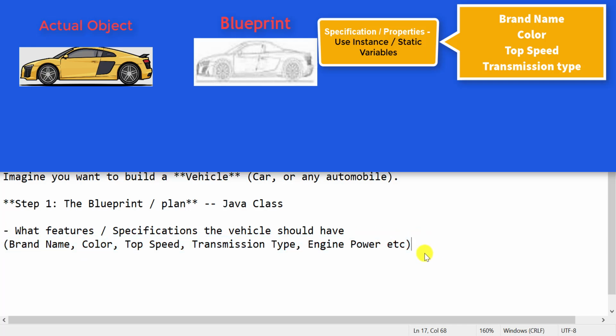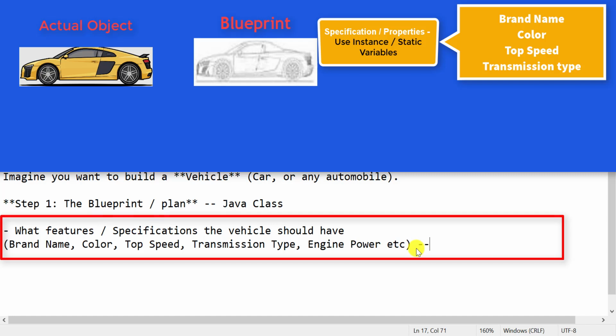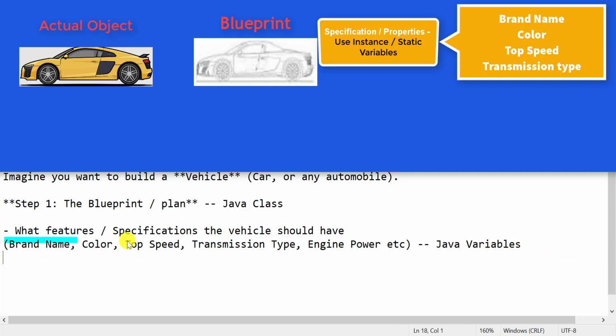All these specifications in Java programming we can define by using different types of Java variables. Most of the time we are going to define these by using instance variables, because for every car the brand name, color, top speed, transmission type and engine power are going to have different values. But if there is some property or specification which is going to be the same for every car, we can define that by using static variables. For example, the number of wheels. Every car is going to have 4 wheels, so that we can define by using static variables.